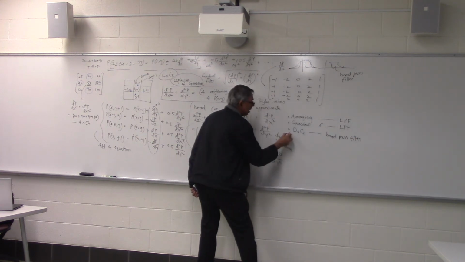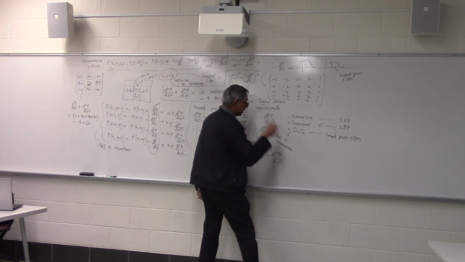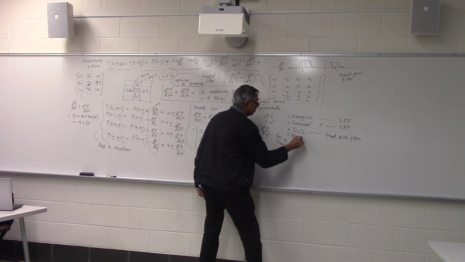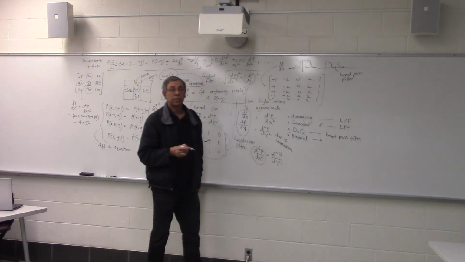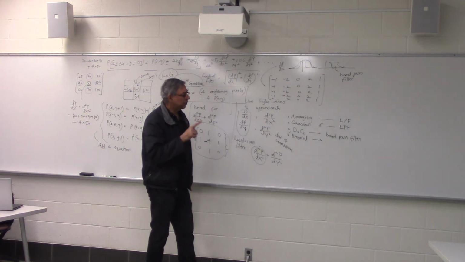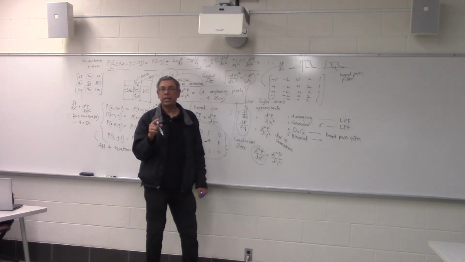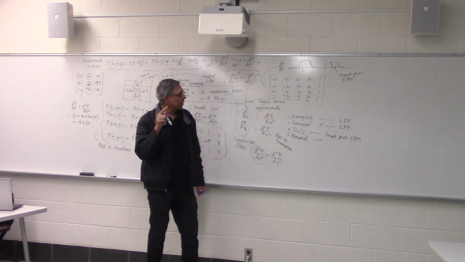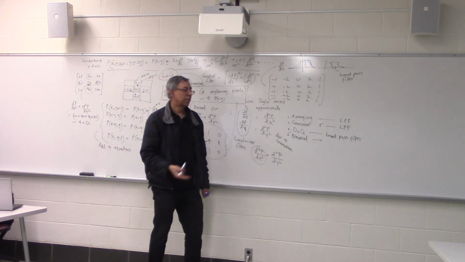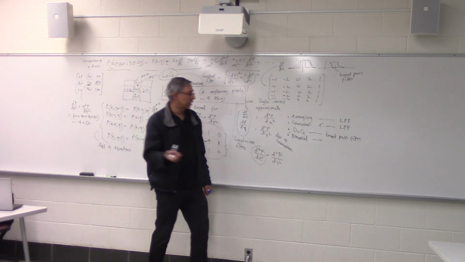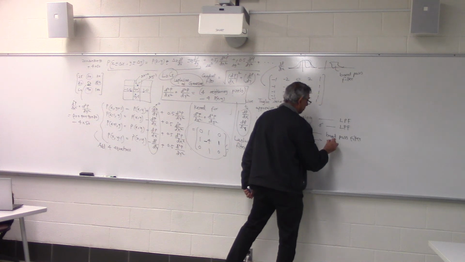Another filter that we discussed was the binomial filter. What kind of filter is it? Low-pass. If you recall, the kernel for the binomial was more like a Gaussian, and Gaussian is a low-pass filter. So this is a low-pass filter.